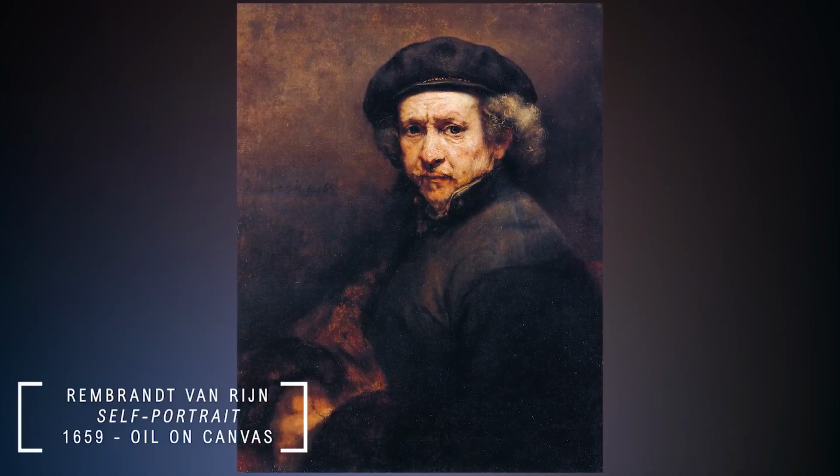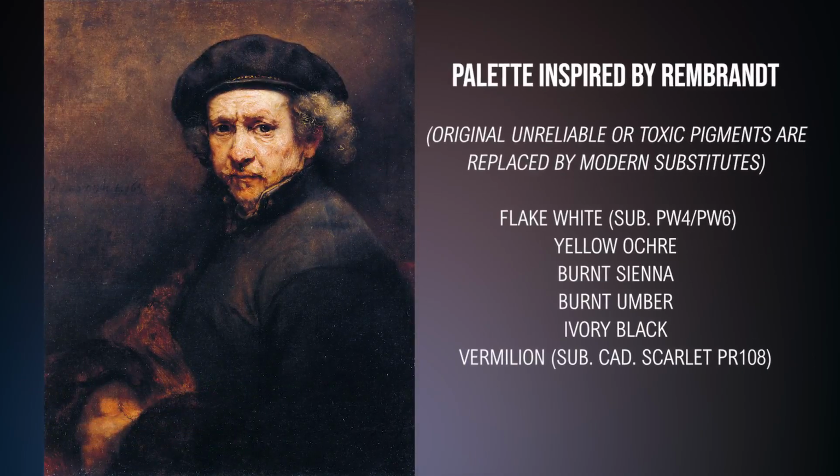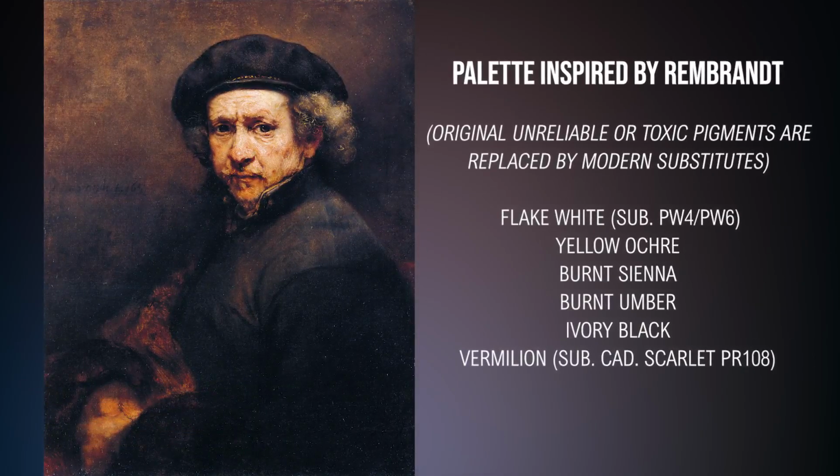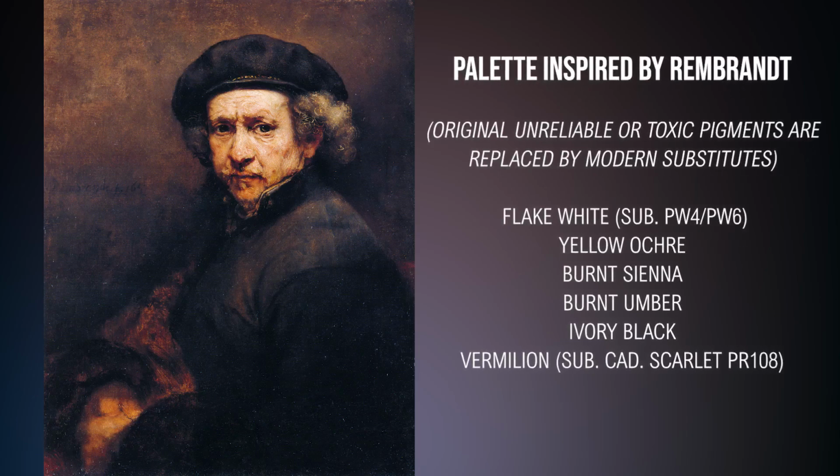For a palette inspired by Rembrandt, you can use flake white hue, yellow ochre, burnt sienna, burnt umber, ivory black, and a vermilion hue.